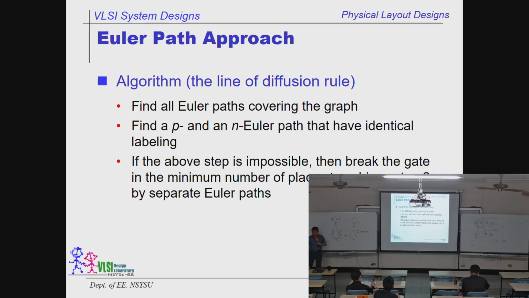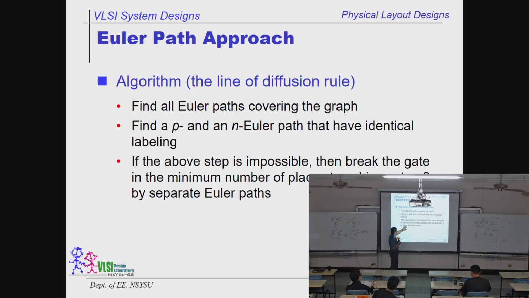All right, and the algorithm is the same as what I just said. The line of diffusion rule: find all the Euler paths covering the graph. Find the P and N Euler paths, just like the one I just showed you here, that you can turn into the layout over there. If that is done, a single piece of diffusion is the only thing you need to realize all of the transistors. If you cannot find a single Euler path, then break it.